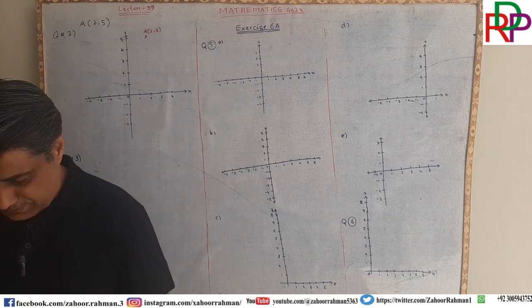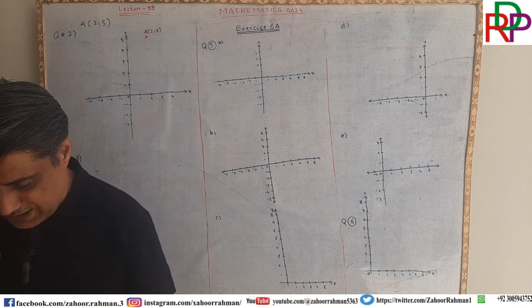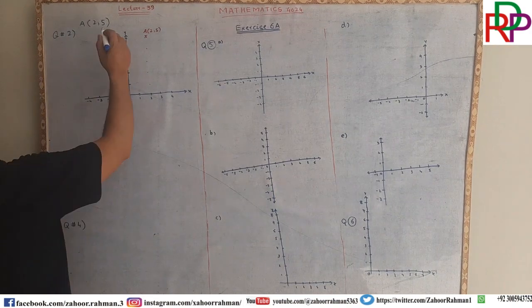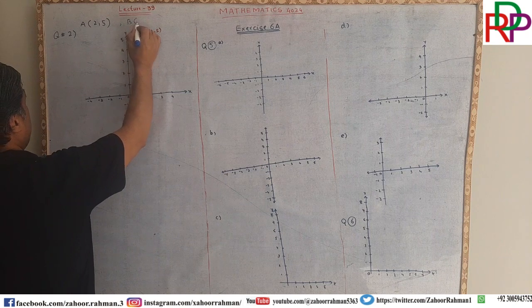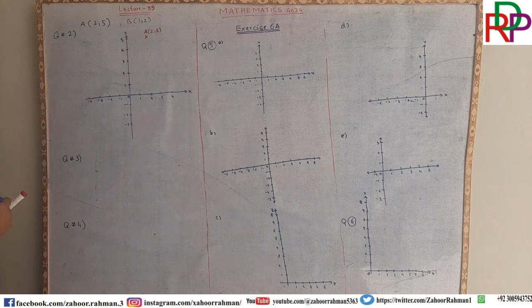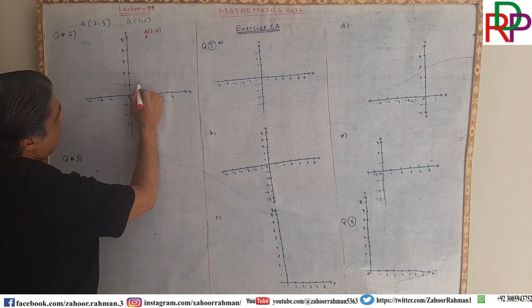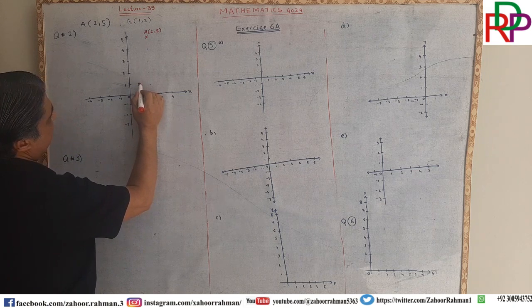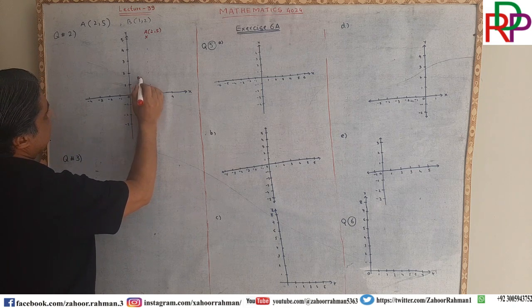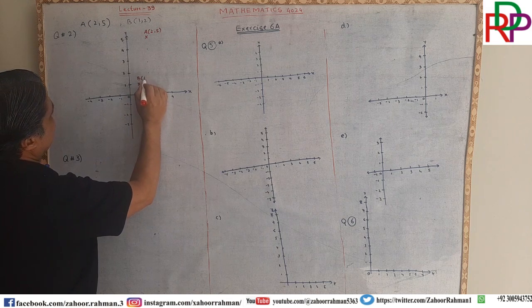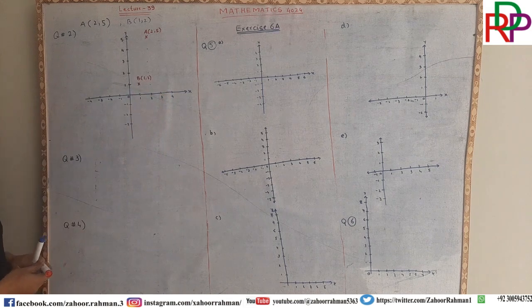Now the second point is B (1, 2). Because both the values are positive, we go one step to the right and two steps upward. Then this will be the point, and we denote it by B (1, 2). One is the x coordinate and 2 is the y coordinate.